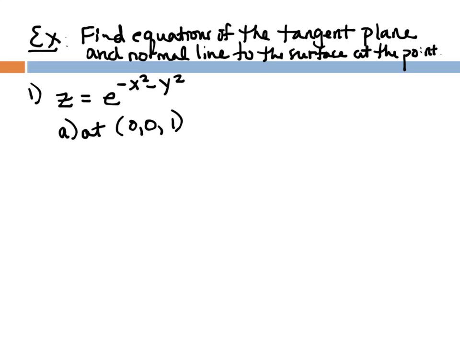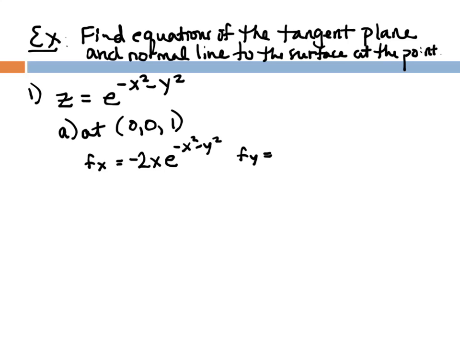All right, now notice on the last two slides where we talked about the tangent plane and the normal line, both of them require that we find f sub x and f sub y, right? So that's what we're going to do first. What is f sub x for e to the negative x squared minus y squared? Negative 2x e to the negative x squared minus y squared, right.